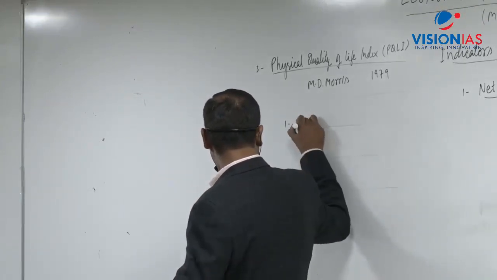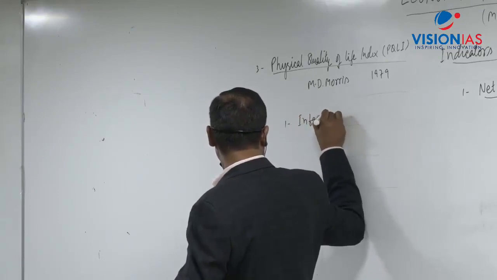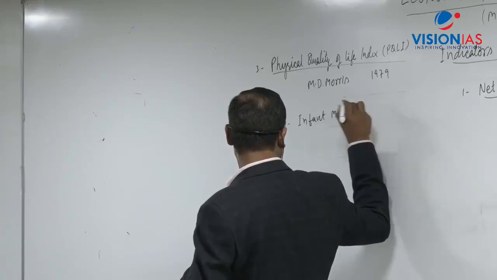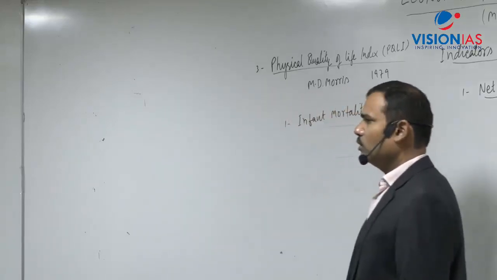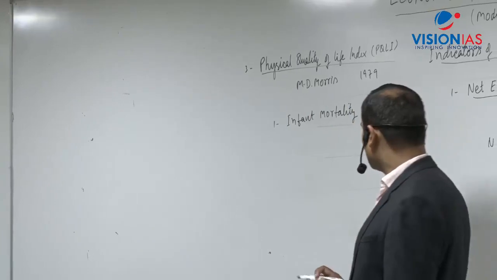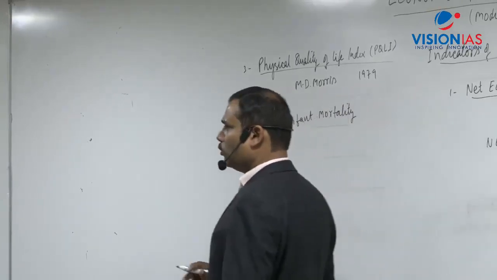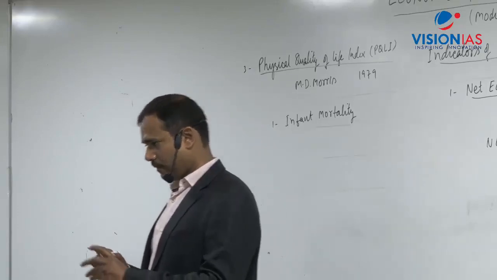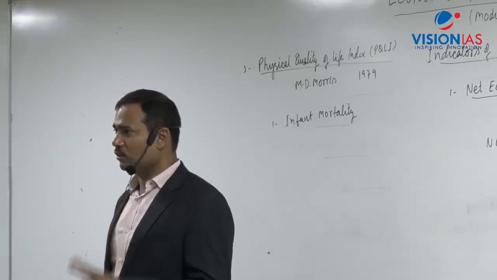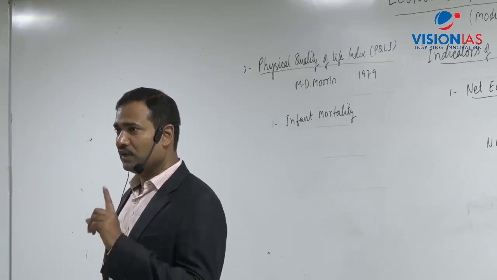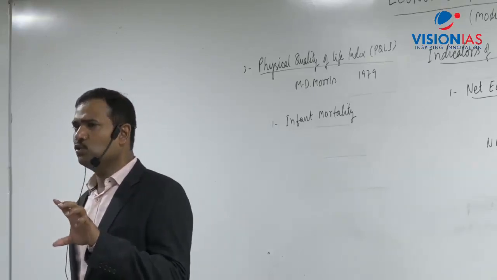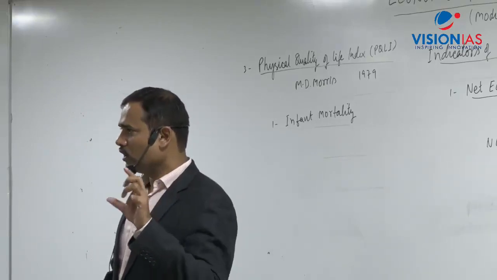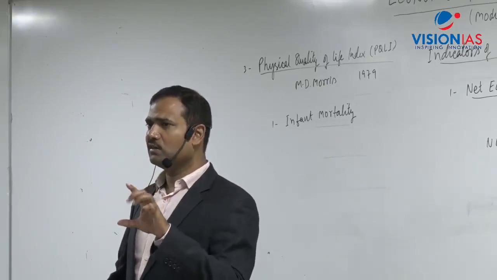One is infant mortality. So what is infant mortality rate, IMR? Infant means up to which year? One year. Infant is up to 1 year. Usually when we say child, we consider 5, but child could be above 5 also. Neonatal is up to 1 month.